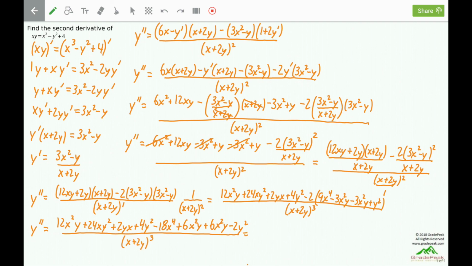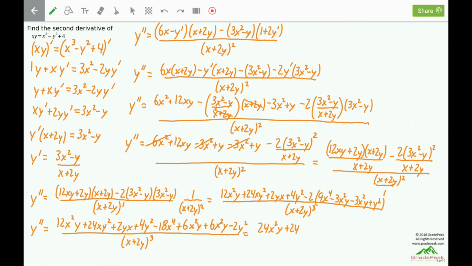Now we can combine together any like terms in the numerator. We have 1, 2, 3 x squared y terms. They can combine together. 12 plus 6 plus 6 is 24x squared y.